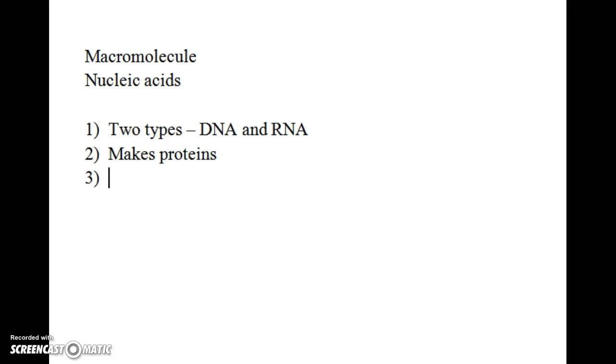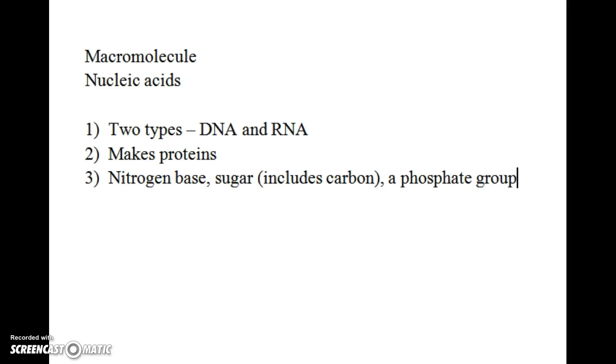Some of the components. We have a nitrogen base. We have a sugar. Hopefully you recall that sugar is a carbohydrate, and carbohydrates include a big important element, carbon, and the last part is a phosphate group. Now, if you're a little confused on what nitrogen bases, sugars, phosphate groups look like together, don't worry about that just yet. Just know that these are the three things that are included in nucleic acids.